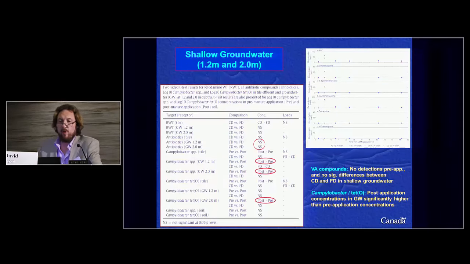So for shallow groundwater, there were no detections of veterinary antibiotics pre-application and no significant differences between control drain and free drain. But for Campylobacter and tet(O), post-application concentrations in groundwater were significantly higher than pre-application concentrations. So there's some interesting stuff going on here.